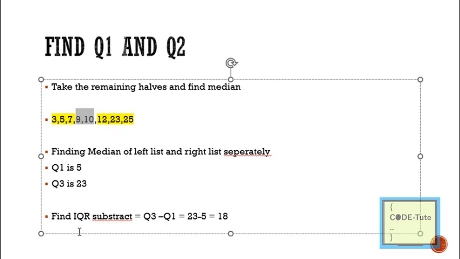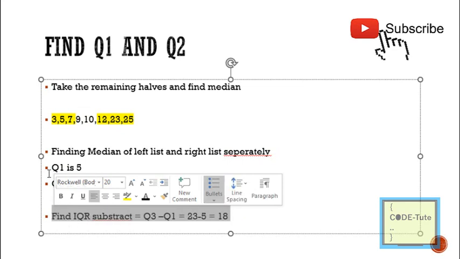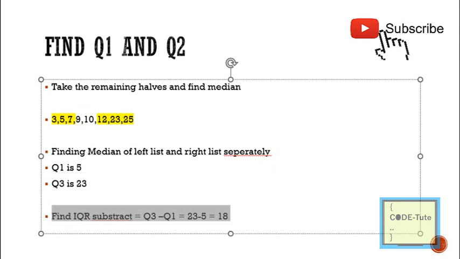So now we will find the IQR. Okay, so to find IQR, we need to subtract Q1 from Q3, which gives 18. Okay, so this is how we will calculate the interquartile range.